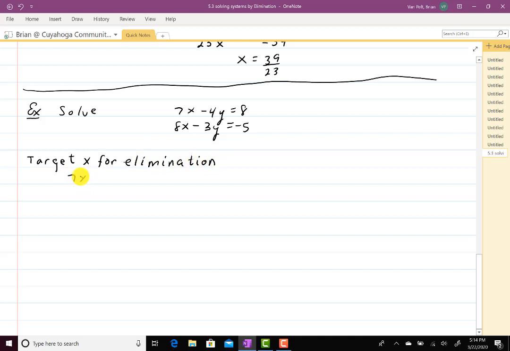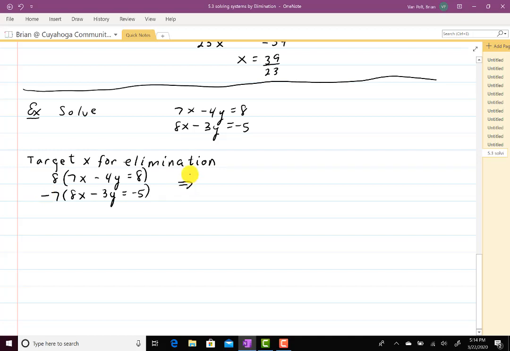So let me write my equations again. 7x minus 4y equals 8. 8x minus 3y equals negative 5. So I'm going to do exactly like I did before. I'm going to put an 8 in front of the first equation and a 7 in front of the second equation. That way they're both 56x when I do the multiplication. However, one of them's got to be negative. So I'm going to throw a negative on that one. It really doesn't matter so long as one of them's negative and one of them's positive.